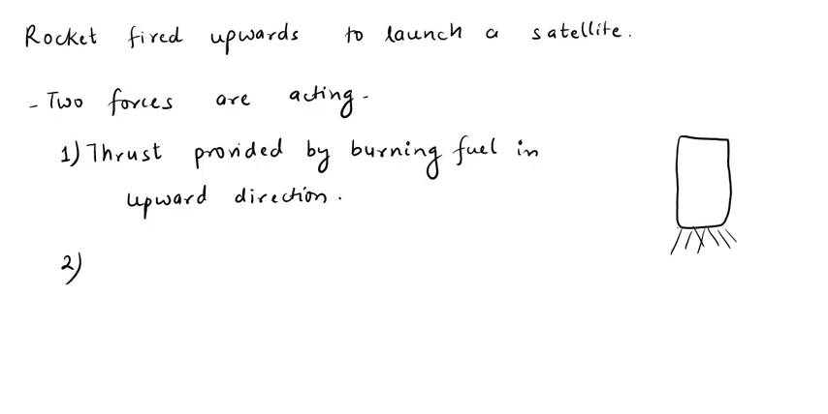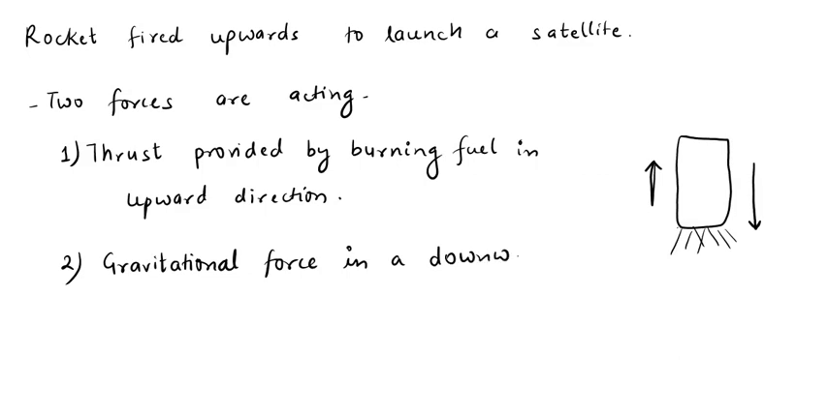Another force acting on this rocket, while thrust is pushing the rocket upward, is acting downward, and that force is known as gravitational force. The gravitational force is acting in downward direction. So these are the two major kinds of forces that are acting on the rocket.